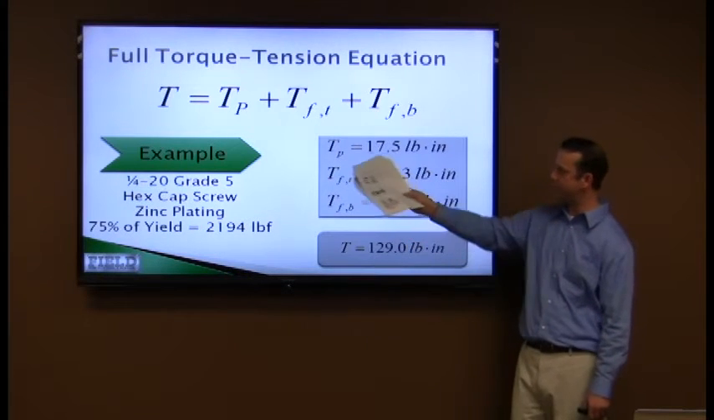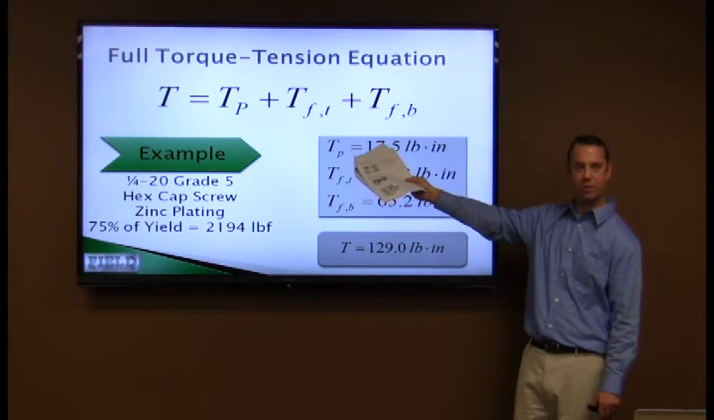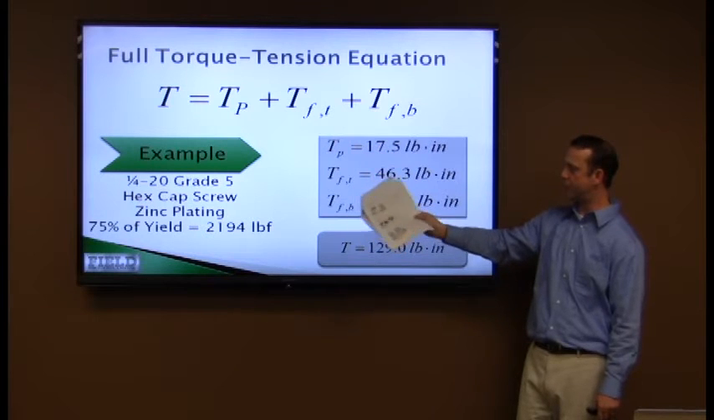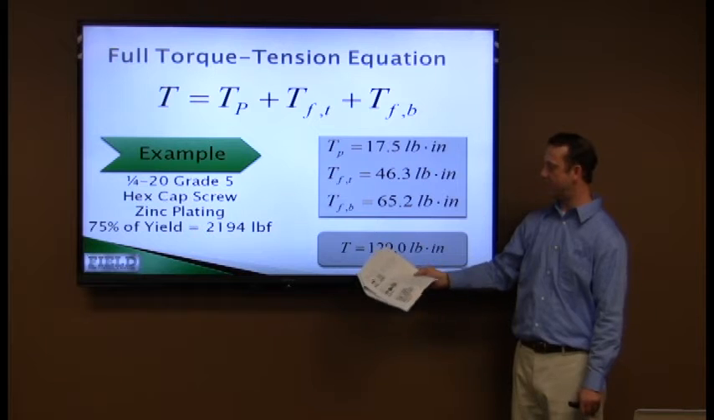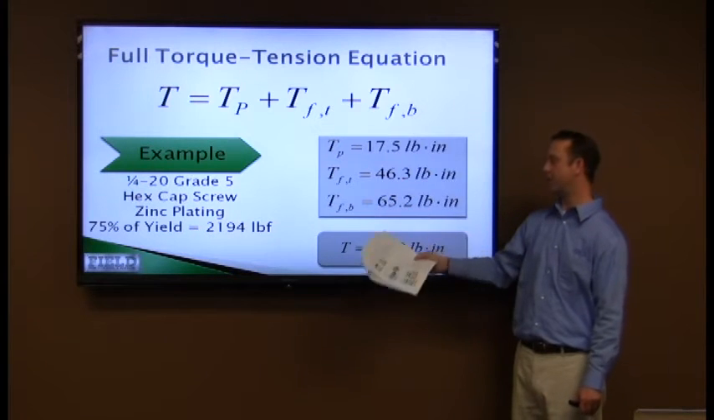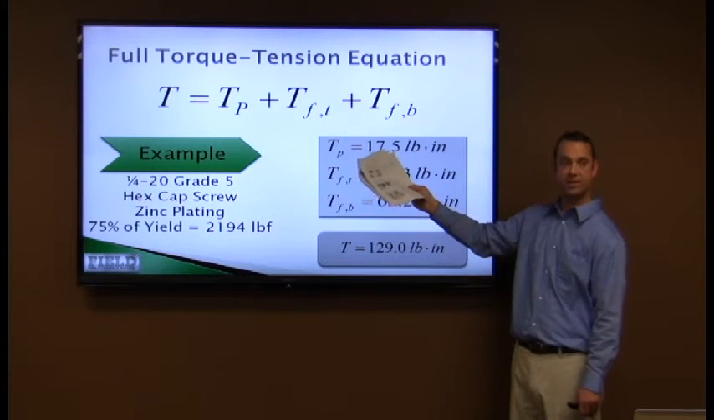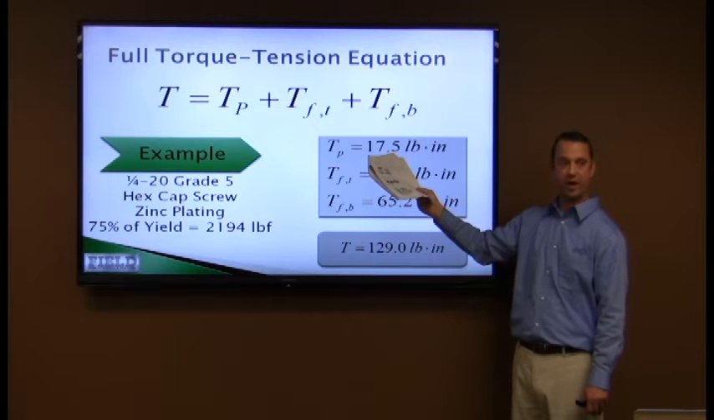Yeah, you kind of see that this one's real small. This doesn't take much torque at all, versus these two, which are much greater. And as a percentage of your ultimate assembly torque, the torque to preload the joint isn't very much.